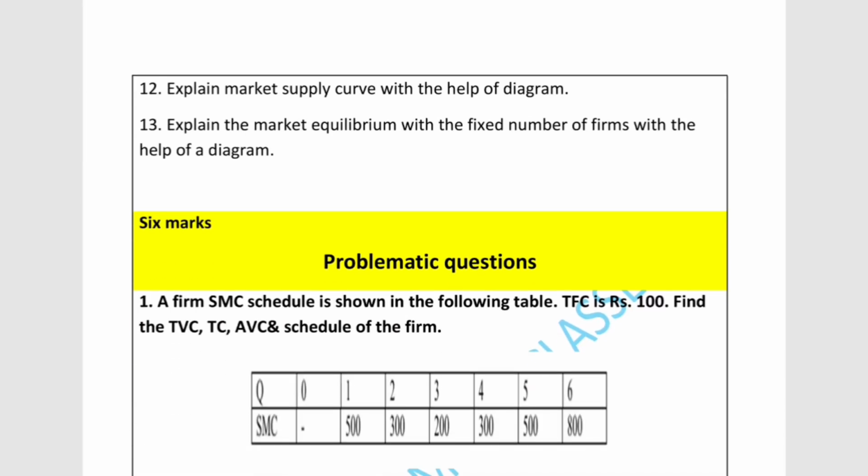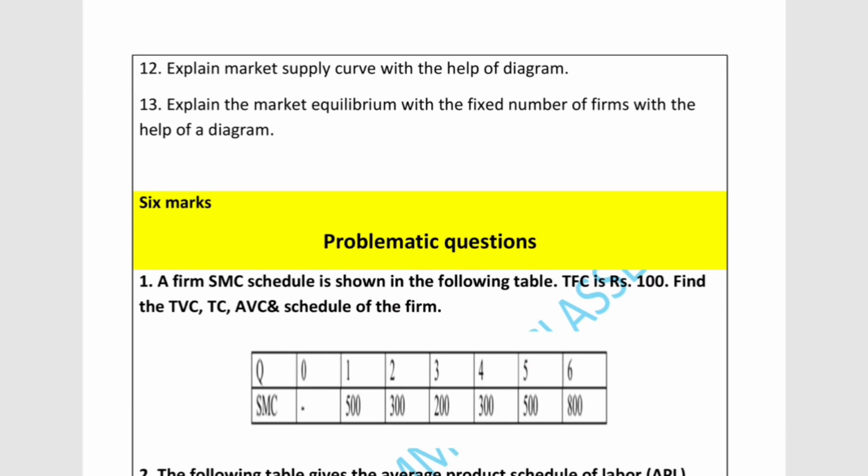So the next 6 marks important questions they are going to be raising in the economics are problematic questions. Okay, so the problematic questions we have in the theory of consumer behavior. We are not having the problems for 6 marks from theory of consumer behavior.